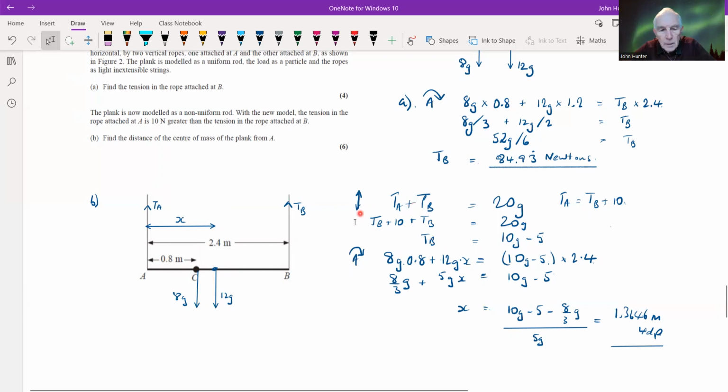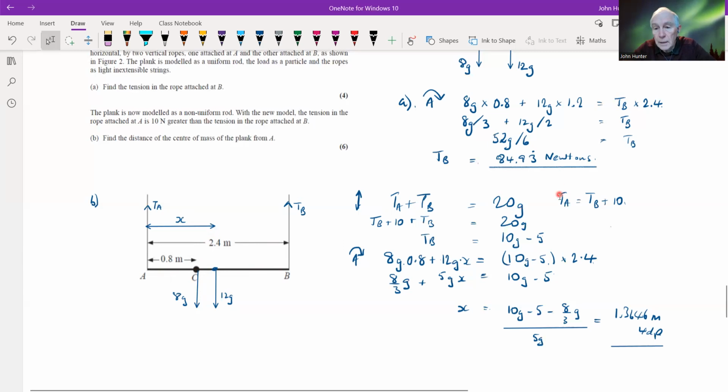Now, one thing we mustn't forget about when we do these moments problems is that we are still entitled to use the vertical aspect of the forces. And since this beam is not moving, we can look in a linear sense at all the upward forces and all the downward forces. In which case we can see that the sum of these two tensions is going to be equal to 20G.